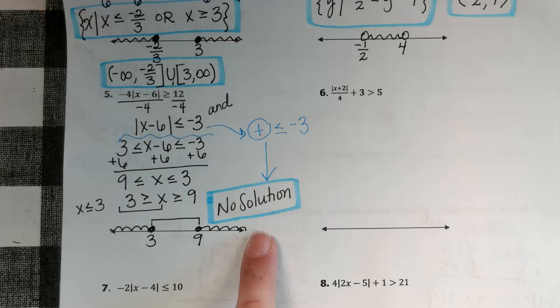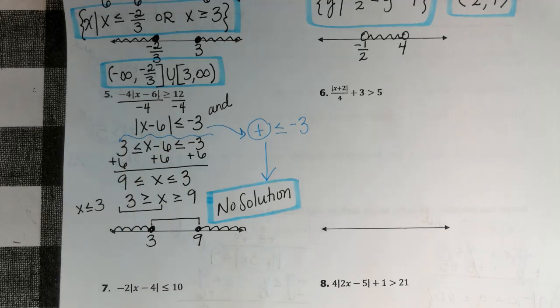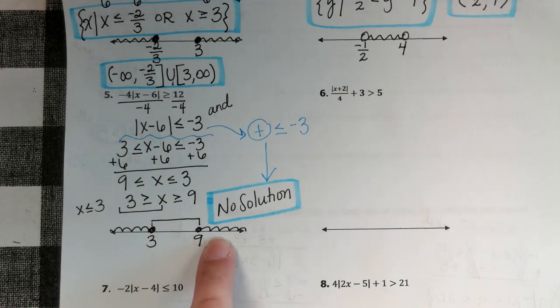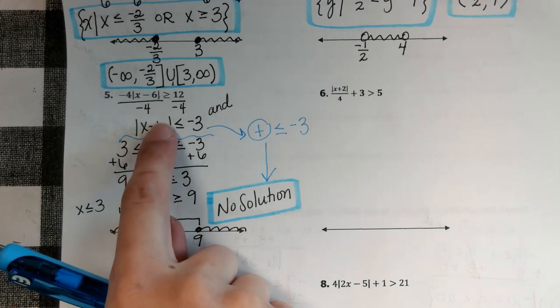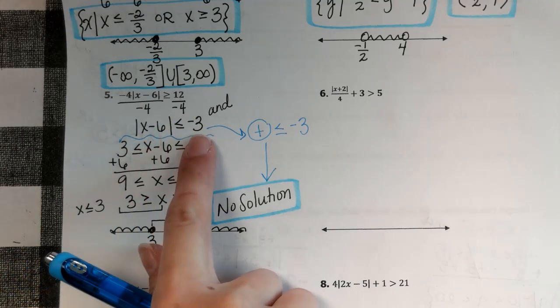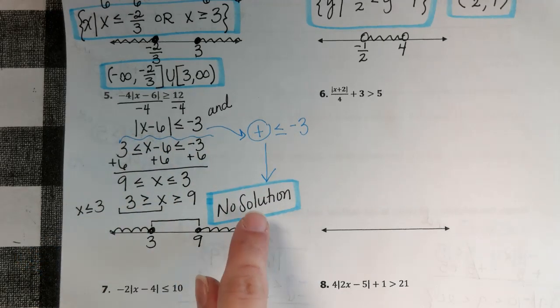I would like for y'all to understand the concept and not just memorize steps. Because what's going to happen is some of y'all are going to do the steps, get here, and give me the wrong interval and the wrong set builder because you're not paying attention to that. It's even better if you get to this point, you see this negative, and you realize something's not right. Now, it's not always going to be no solution, though.